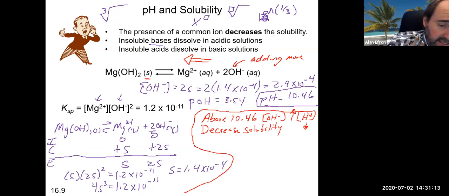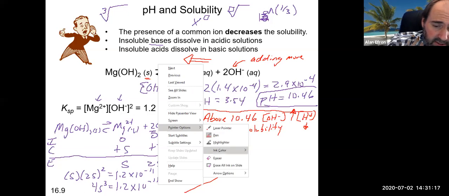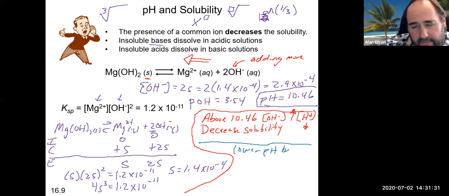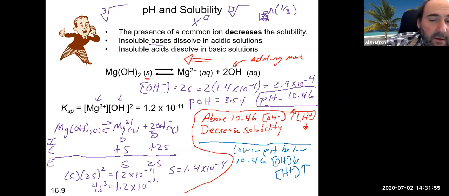Now, if you do the opposite and decide, well, my pH to start with was like 10.46, what I'm going to do then is drop the pH, right? So I'm going to lower the pH below 10.46. Same thing's going to happen if I go below 10.46. What that means is the concentration of OH minus is going to decrease, but the concentration of H plus is going to increase. So adding H plus to this equilibrium is going to have an effect when I do that.